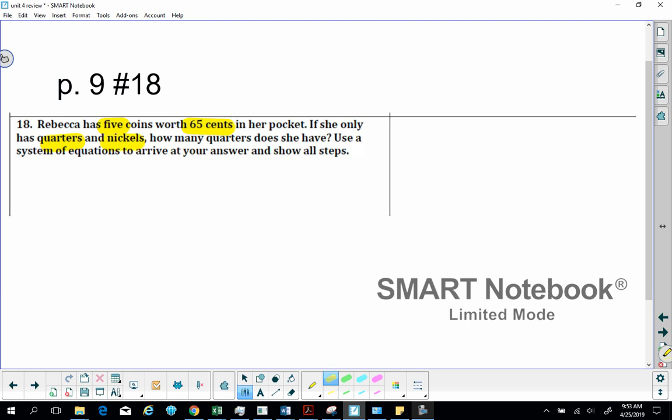I know that those aren't numbers, those are words, but what are they worth? 5 cents and 25 cents. So they're still numbers, even though they're words. Okay? So she has an amount of money that equals 65 cents, right? How much is a quarter worth? So for however many quarters she has, we don't know how many, it's worth 25 cents.